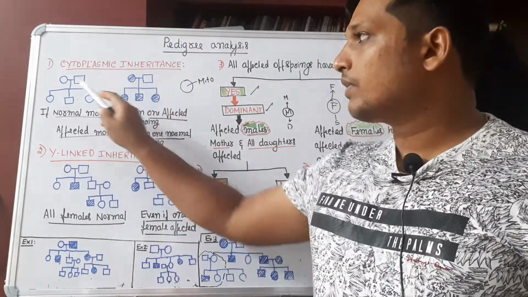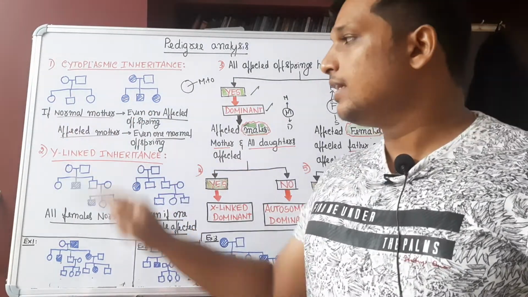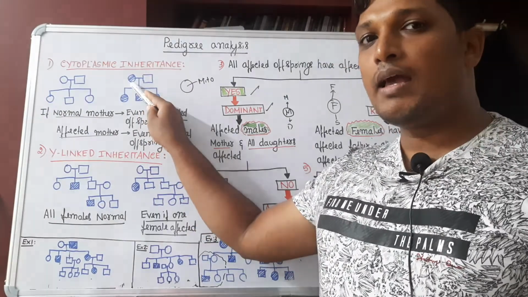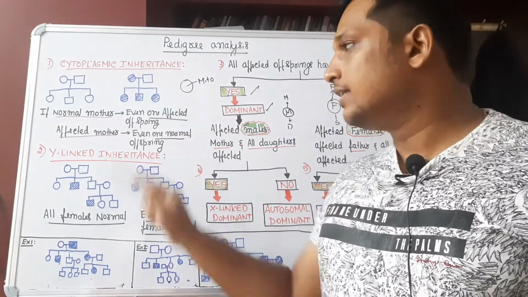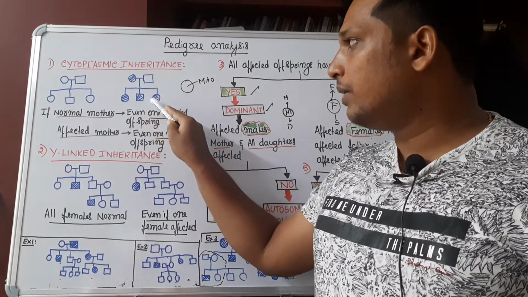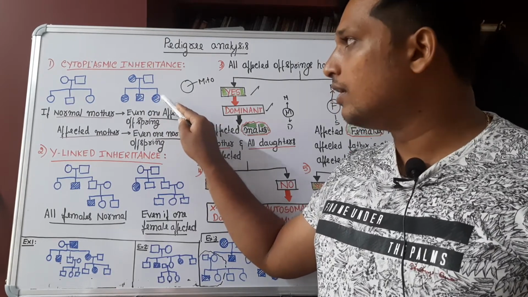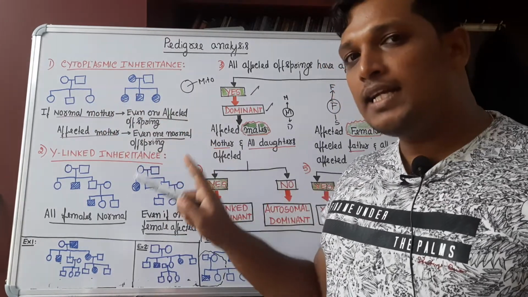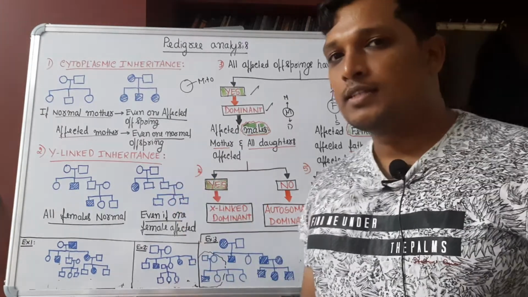How to find out? If the mother is normal and all her children are normal, then it is cytoplasmic inheritance. If the mother is affected, then all her children will be affected, then it is cytoplasmic inheritance. In case the mother is affected but even one child is normal, or the mother is normal but even one child is affected, then it is not cytoplasmic inheritance. You have to go to the second step.